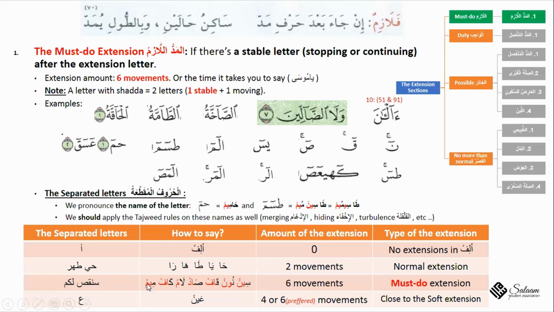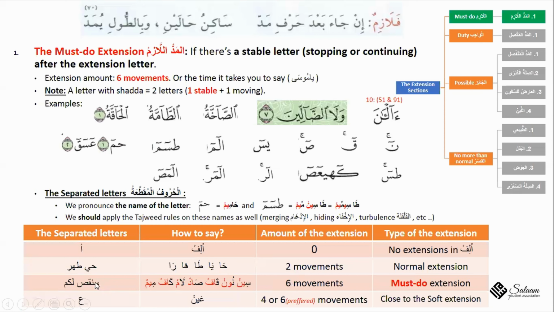If I find an extension letter with nothing after, then I will do two movements. If I find an extension letter with a stable letter after, then I do six movements. So that's why I told you don't need to memorize this. Just from the pronunciation of the letter, you can see if you do two movements or six movements.